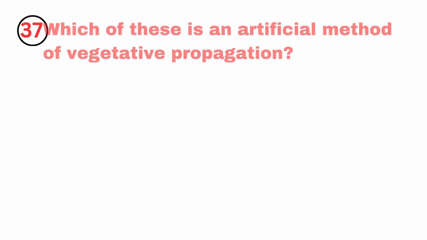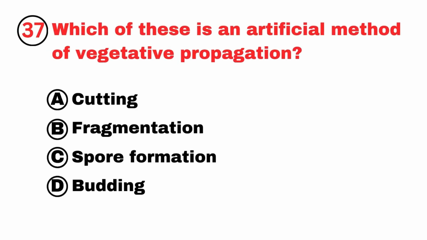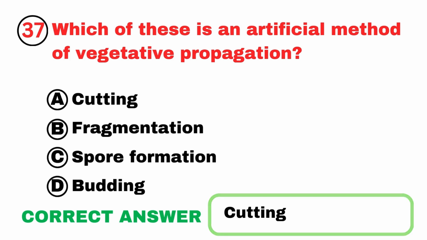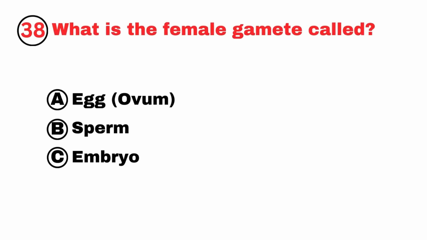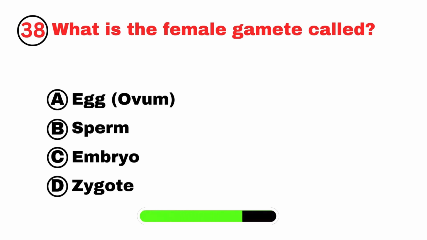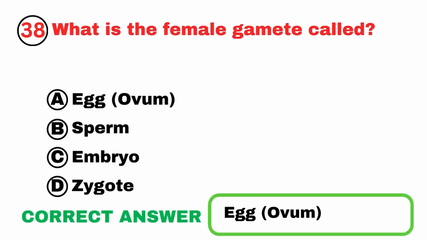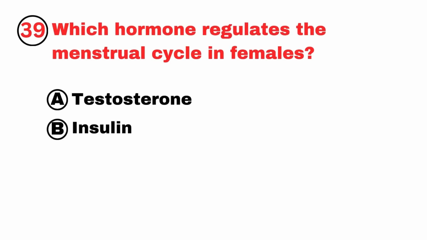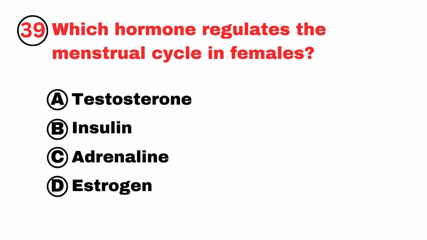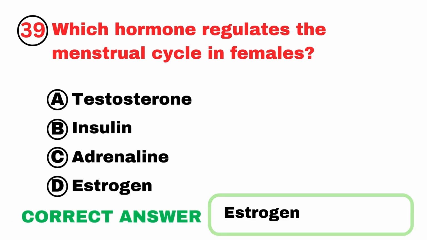Which of these is an artificial method of vegetative propagation? Cutting. What is the female gamete called? Egg, ovum. Which hormone regulates the menstrual cycle in females? Estrogen.